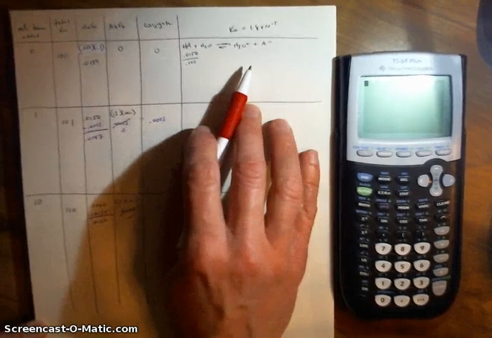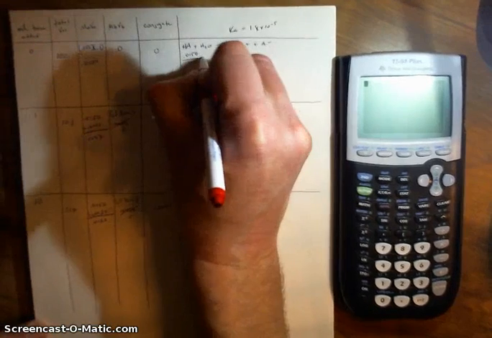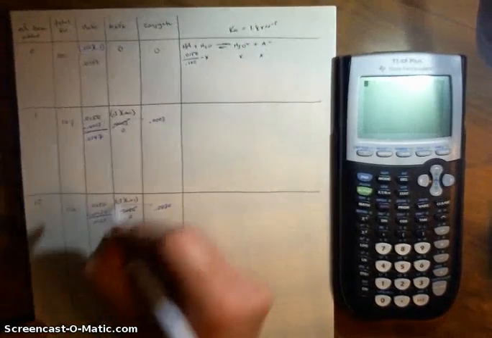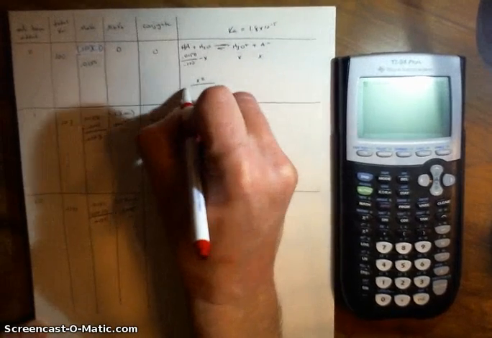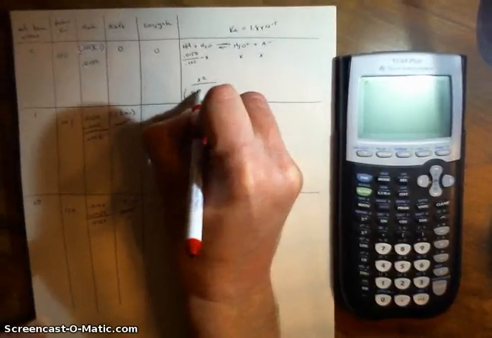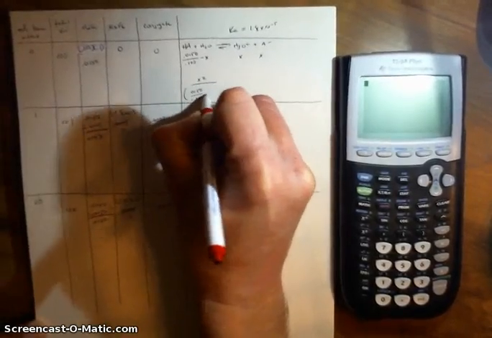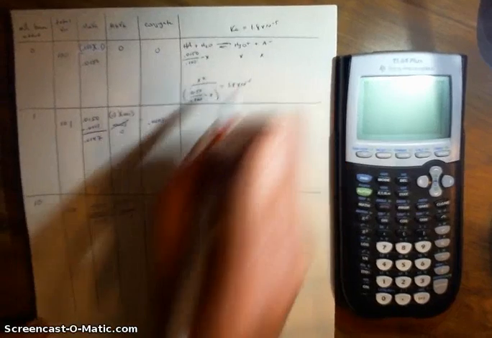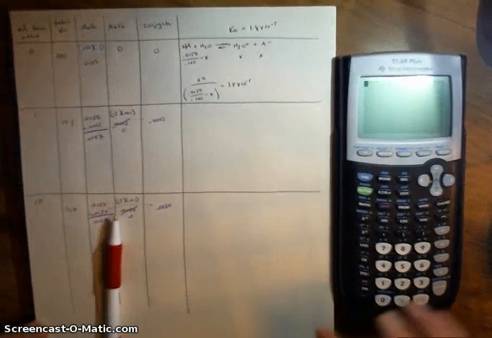So rather than making a full ice table, I'm going to go directly here. I know that this is going to be minus x, that's going to be x, and that's going to be x. So I'm going to end up with x squared over 0.0150 over 0.100 minus x is equal to 1.8 times 10 to the minus fifth. And I can plug that directly into my solver function.